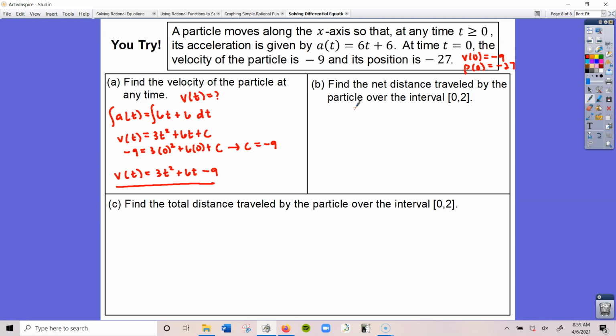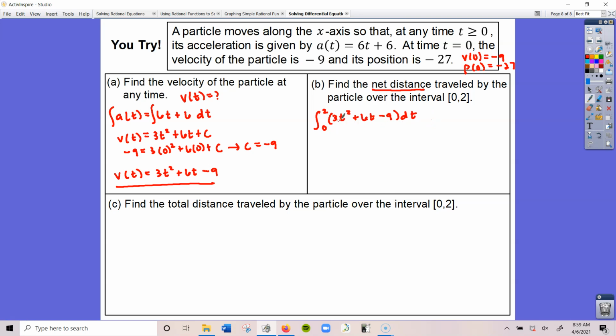Now for part B, it says to find the net distance traveled by the particle over the interval 0 to 2. Now net distance is when we integrate v of t. So we're going to do the integral from 0 to 2 of 3t squared plus 6t minus 9 dt.